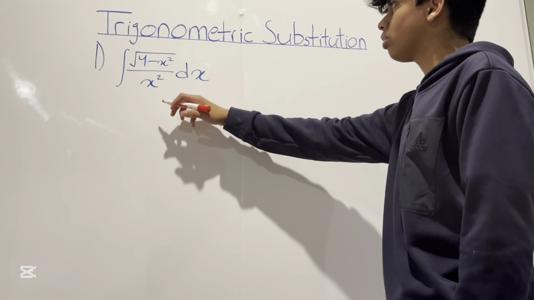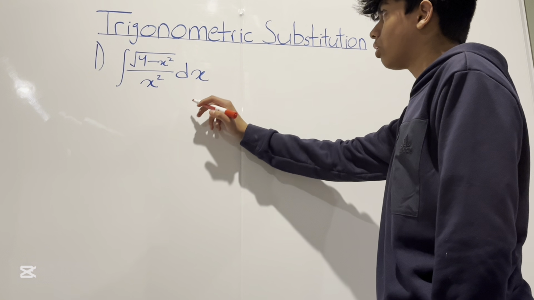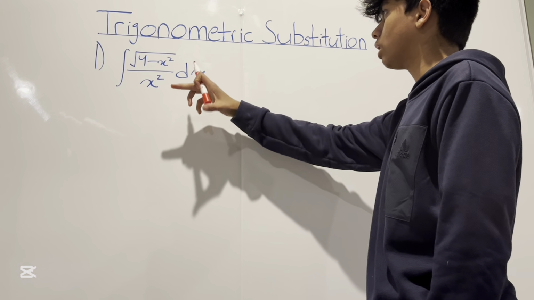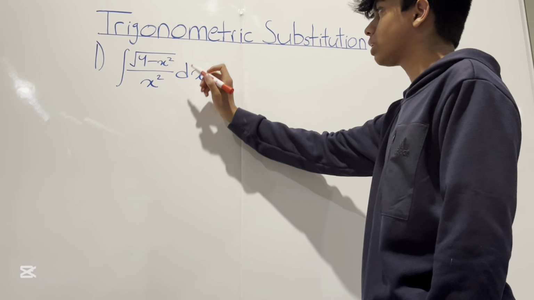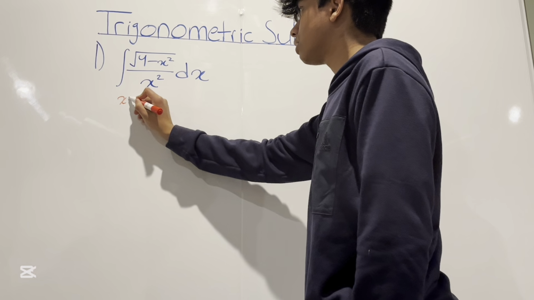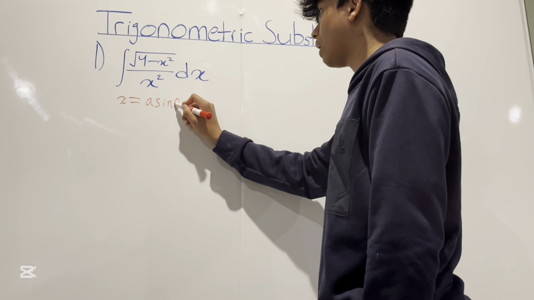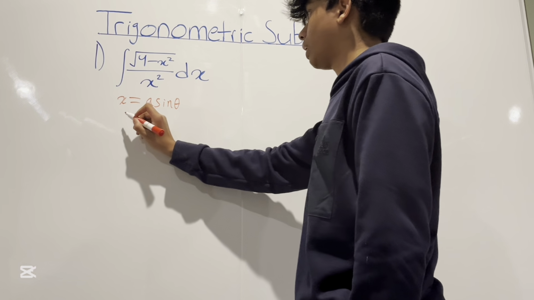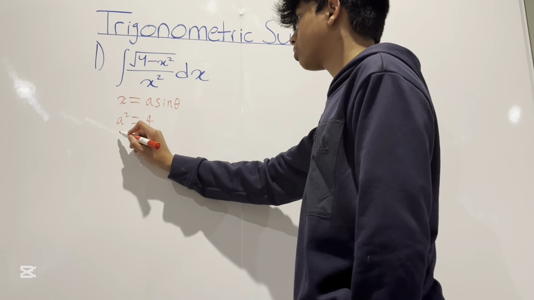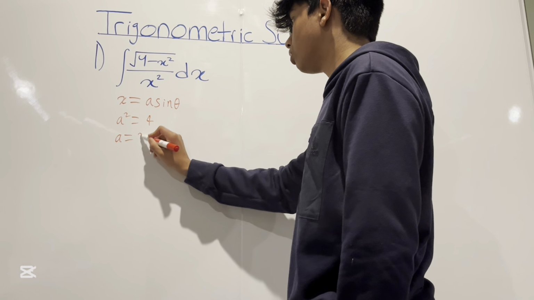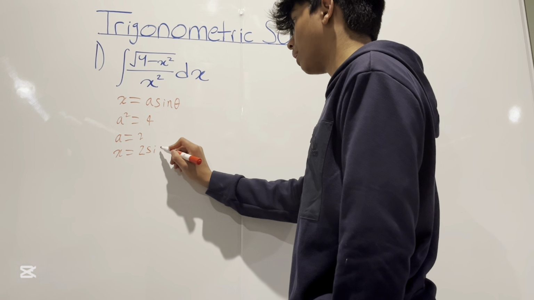Okay, let's look at question 1. We have the integral of square root 4 minus x squared divided by x squared dx. If we look back at our trig subs, this looks like a squared minus x squared. So we can use the trig sub x equals a sine theta. And to find a, we have a squared equal to 4. So if we square root both sides, we'll have a equals 2 and x equals 2 sine theta.